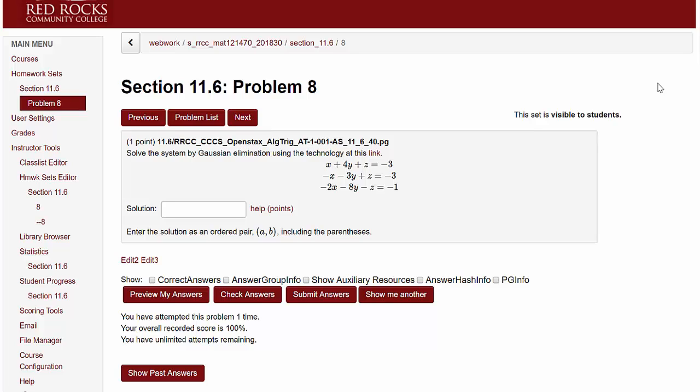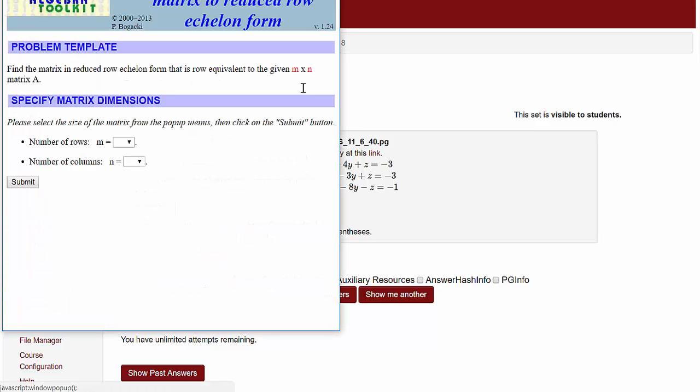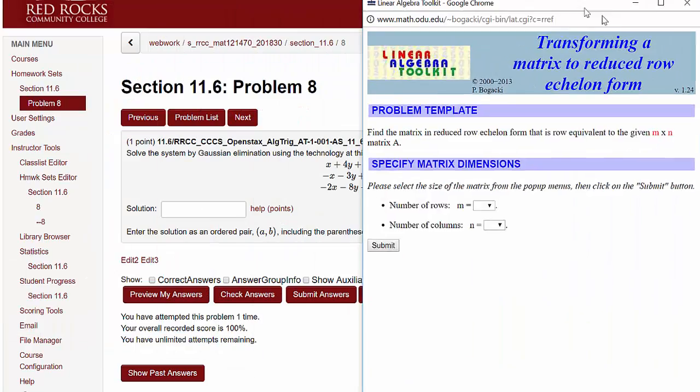Let's talk about how to use matrices with technology. So this is one of your web work questions. I'm logged in as myself, so I have a few more things on the side and on the bottom, but don't worry about that. It pretty much looks similar to what you have. There's just more things going on. What we're going to do is click that link.